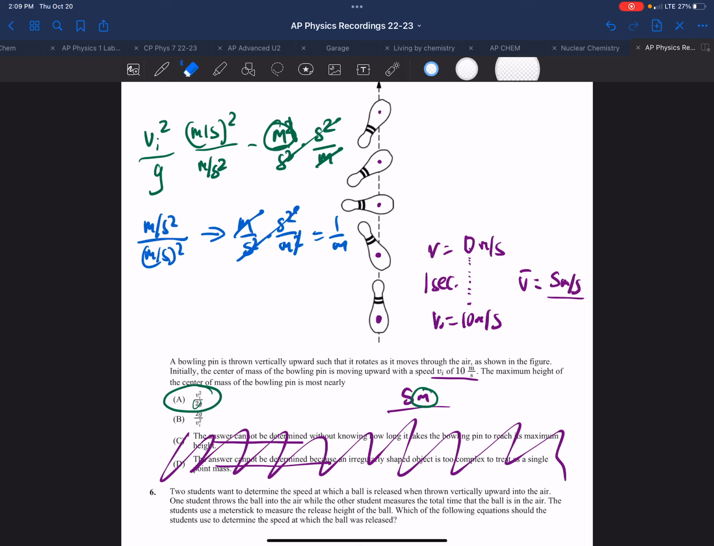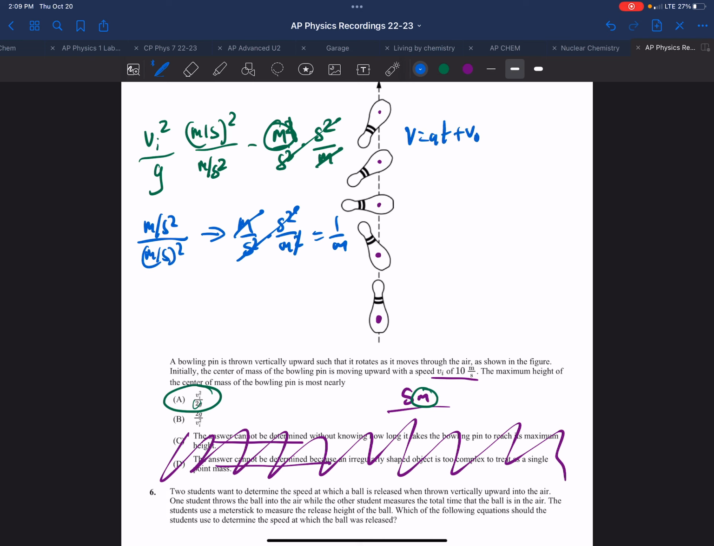But how would we go about showing this with the formula? Well, with the formula, we can put in an equation where V equals AT plus V0, and we know at the top, velocity is 0, the acceleration is g, and the t is 1 second, and the initial velocity is 10 meters per second. And so we end up finding out that g is minus 10, which isn't a big surprise.